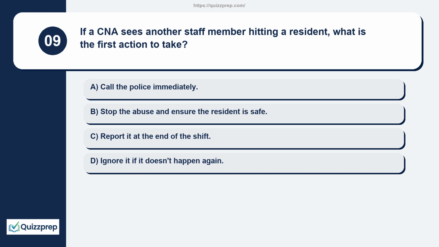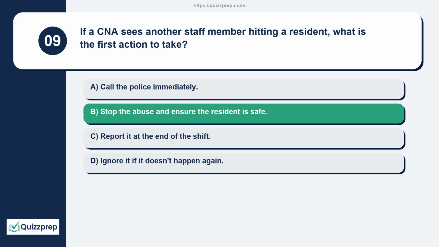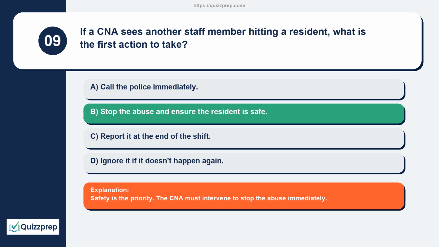Question 9. If a CNA sees another staff member hitting a resident, what is the first action to take? Call the police immediately. Stop the abuse and ensure the resident is safe. Report it at the end of the shift. Ignore it if it doesn't happen again. Safety is the priority. The CNA must intervene to stop the abuse immediately.